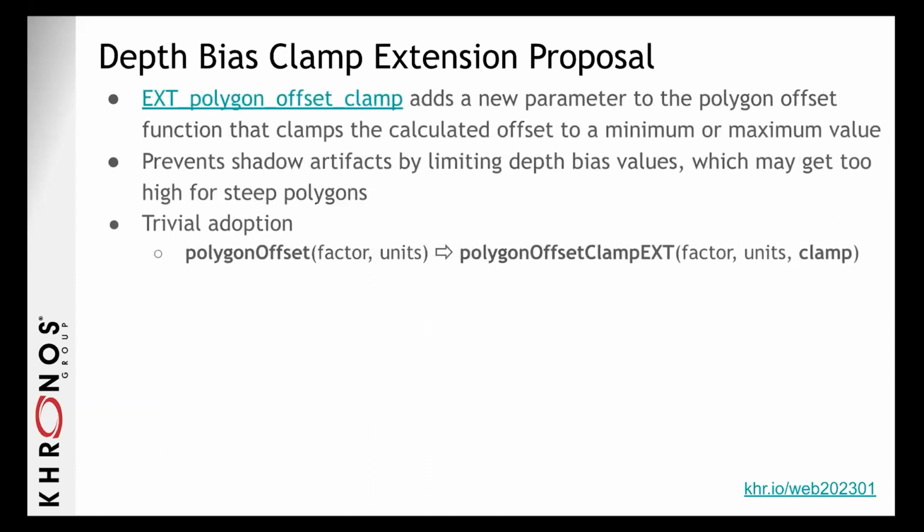So it's a pretty trivial change. You just call a slightly different API that provides the clamp value, and then your polygon offset will be much more robust in a bunch of different situations. So we would encourage your feedback. We're going to try to just get this in draft form and prototyped in browsers so that you can try it out yourselves.